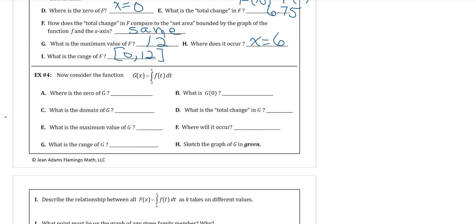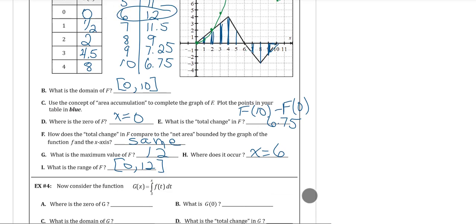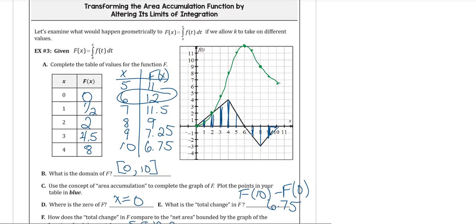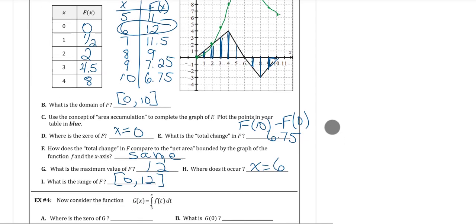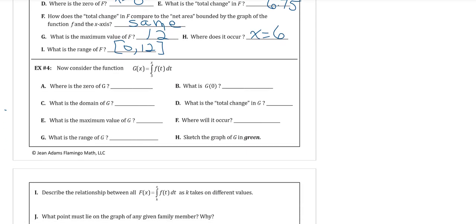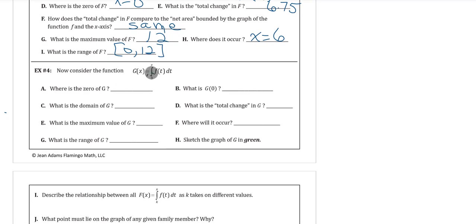Okay, so we're going to continue with our idea. We kind of started it in the last part, talking about what we do by altering the limits of integration. And so we started with this example 3 where we talked about our area going from k to x. So now what if we change that? In this case, our k was 0. Now in this example we're going to change our k to 3. So now you can see our lower limit here is 3. So how does that change things?